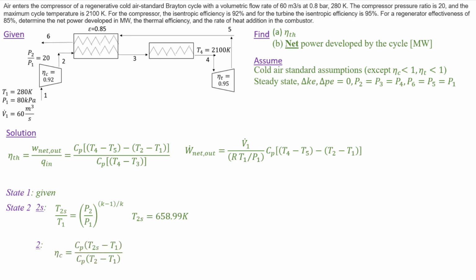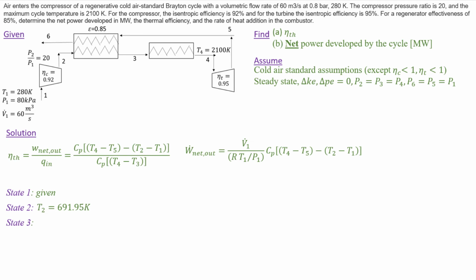For state 2, I'm going to use my isentropic efficiency equation. So it's the isentropic work over the actual work, and the actual non-isentropic work is on the bottom. So T2 is 691.95 Kelvin. And now we're ready for state 3.